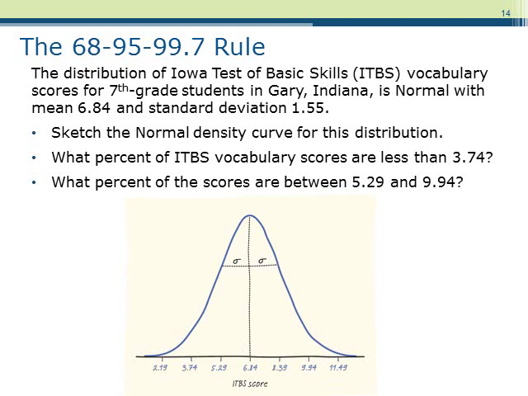If we add and subtract 2 times 1.55, or 3.10, from 6.84, we will see the range of values for which 95% of the observations lie. This is the range of values that are within 2 standard deviations of the mean. Similarly, 99.7% of the observations are between 2.19 and 11.49. So, what percent of the ITBS vocabulary scores are less than 3.74?